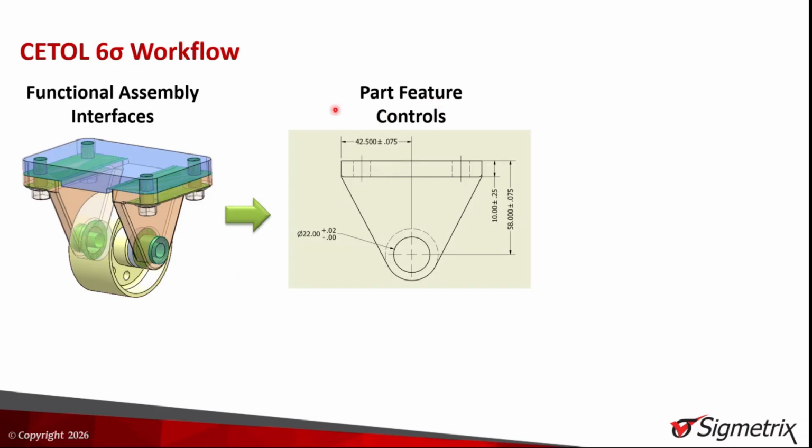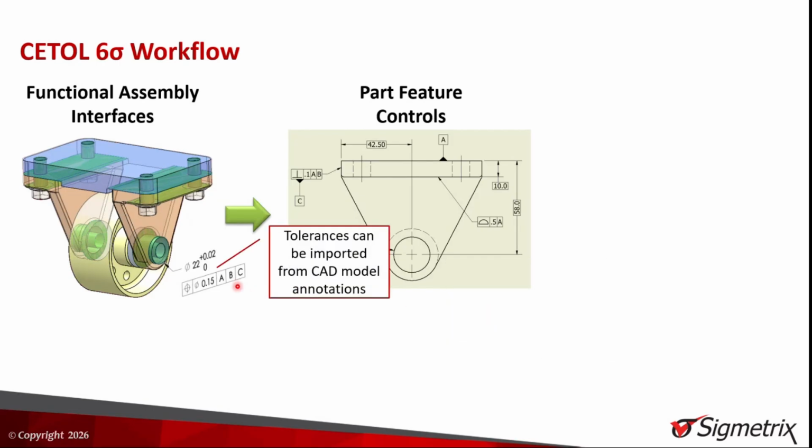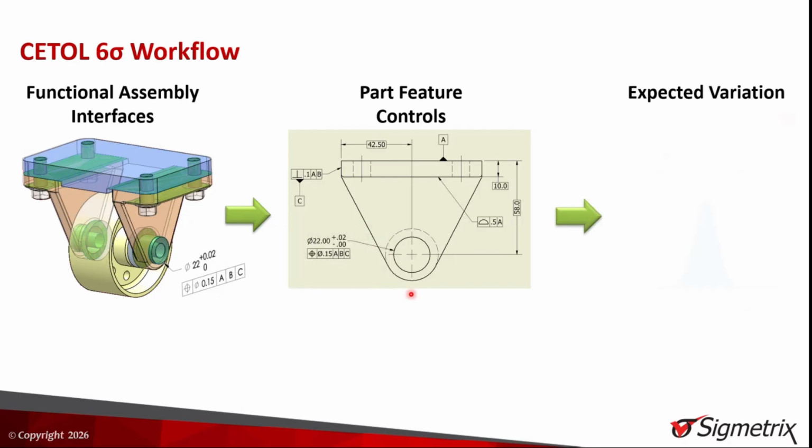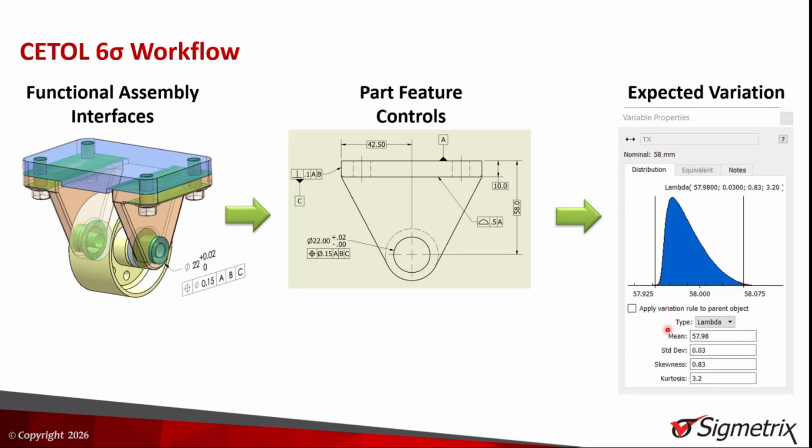And later on, we will input the tolerance and dimension from the CAD, which is directly imported, and we don't have to key in the dimension again. Even the geometric tolerance or GD&T, the datum, can be imported from the CAD to the CETOL as well. Our expected variation will take the result with different types of analysis, like normal distribution or lambda distribution also.